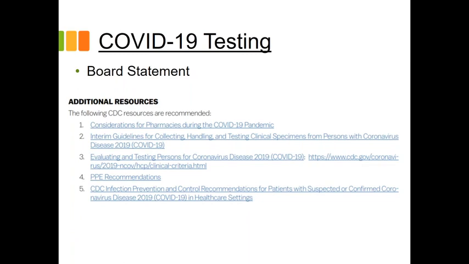Specifically, there are several CDC resources that are out for pharmacies right now. The main one being number one, considerations for pharmacies during the COVID-19 pandemic. That has a lot of information that would be helpful. We're going to talk a little bit about that some more in just a moment.